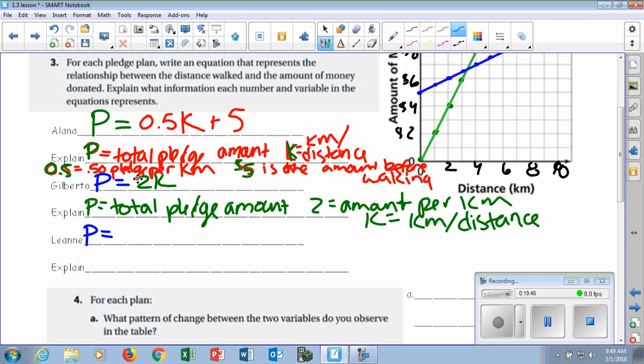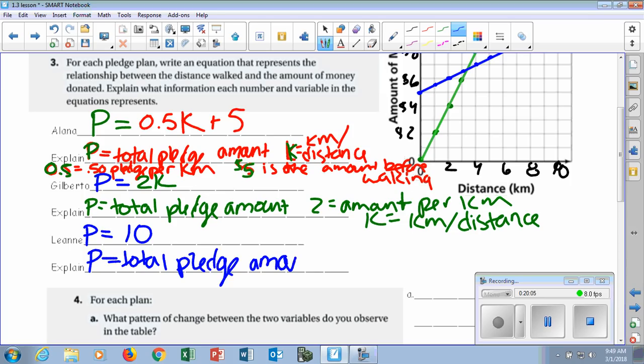All right, Leanne. Blake, do you have an equation for Leanne? P equals what? P equals 10. That's all we have to do for it. Can you help me break this apart? What's our P equal again? Total pledge amount. Awesome.